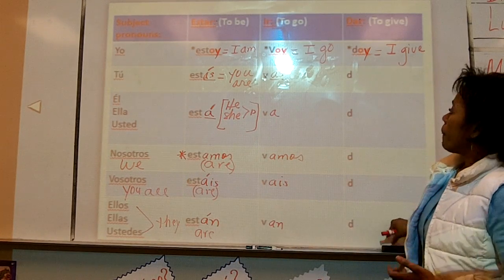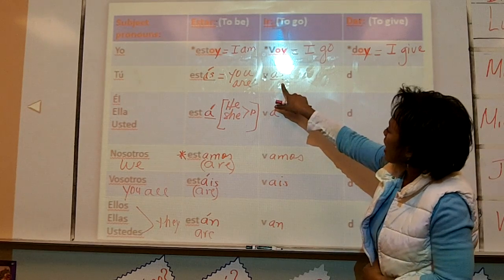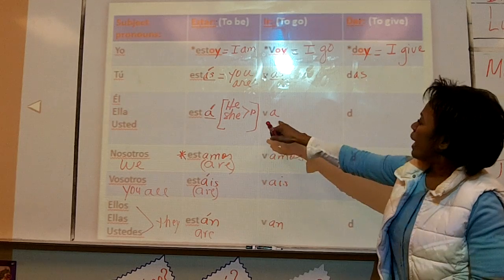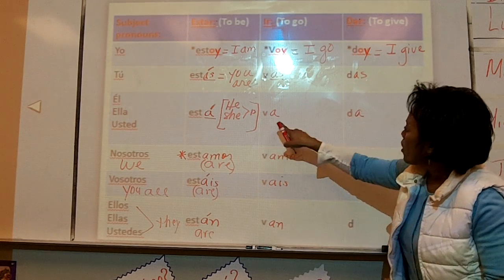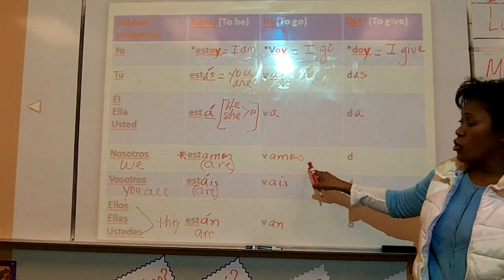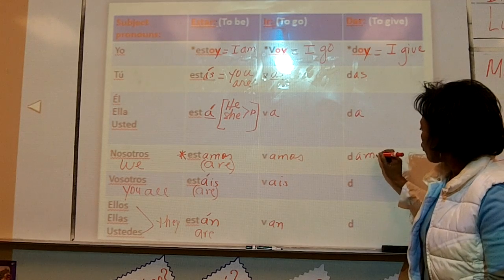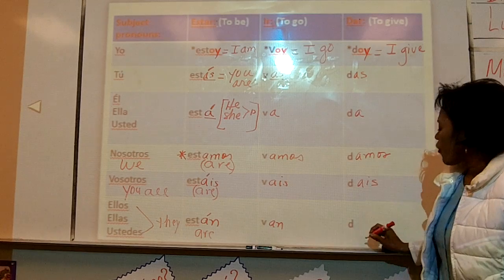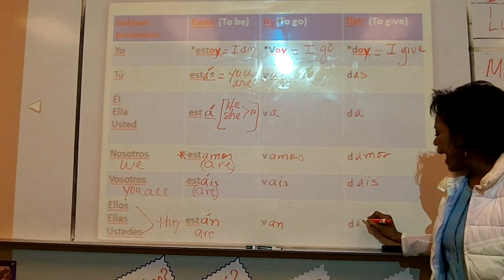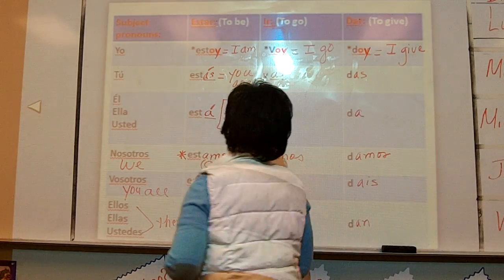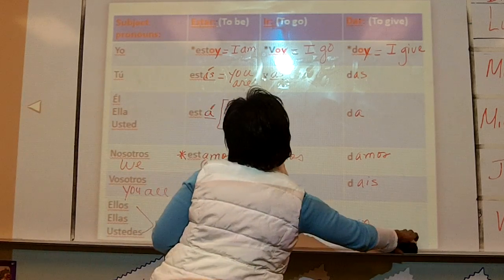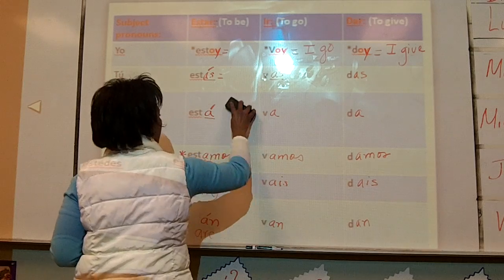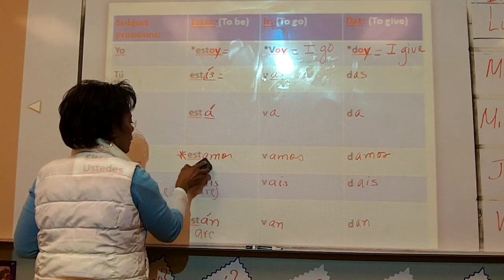Or I am giving. Okay, for tú, I'm going to follow the same ending. Tú das, no accent. For él, ella, usted, da. Again, notice it's an ending. For nosotros, damos. For vosotros, dais. And for ellos, ellas, ustedes, dan. Pronunciation goes like this. Okay, I'm going to erase this so you can understand it more clearly. And then we can go back to that later on.